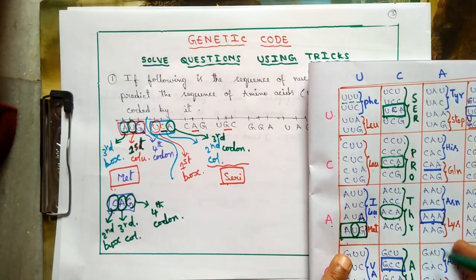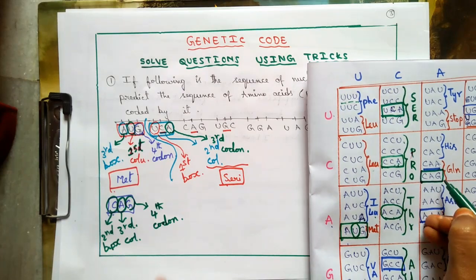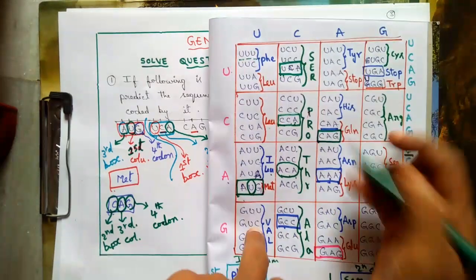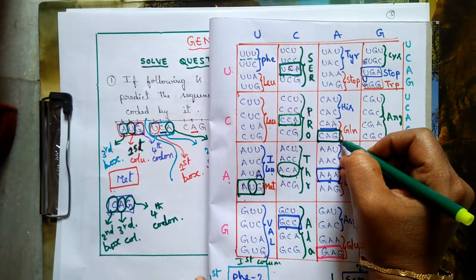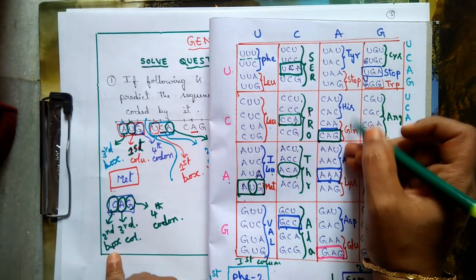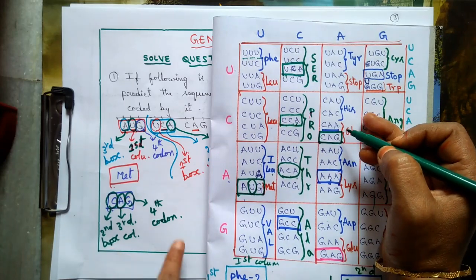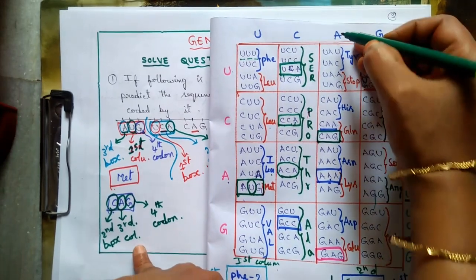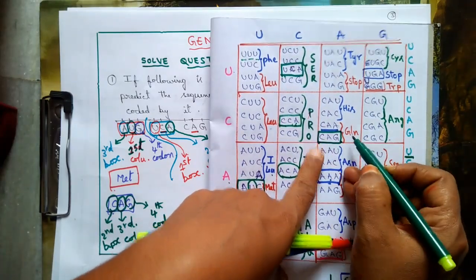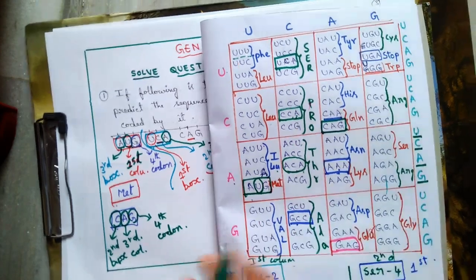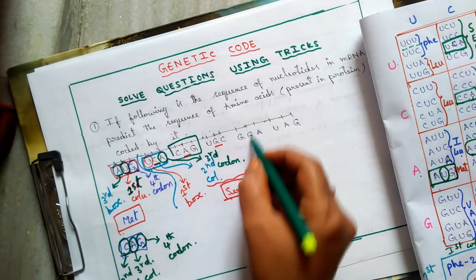So let's see where it is present in the third column. CAG, here it is. So it is the fourth codon, 1, 2, 3, 4, present in the second box, first box, second box, third box, fourth box. Second box of the third column. First column, second column, third column. Okay, so it codes for what? Glutamine. It codes for glutamine.